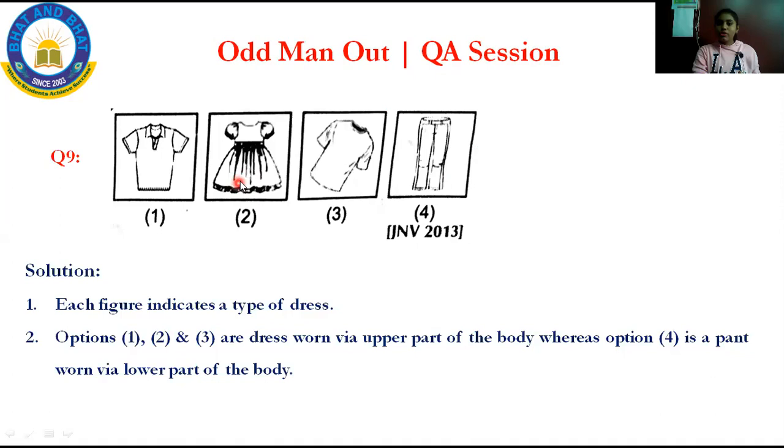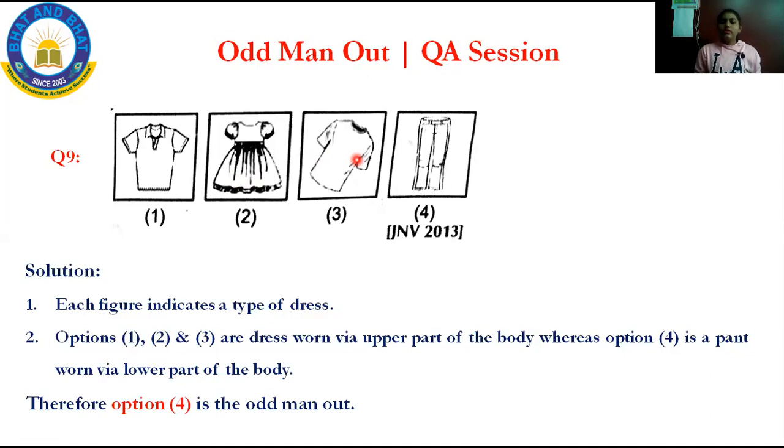Option 1, option 2, option 3, they are worn on the upper part of the body. Pant, obviously, is worn on the lower part of the body. So what is the correct option? Option 4 is the correct answer. I'll repeat once. Look at the figure. Figure 1 is a t-shirt, figure 2 is a frock, figure 3 is also a shirt, and figure 4 is a pant. It is a repeated question in 2003.